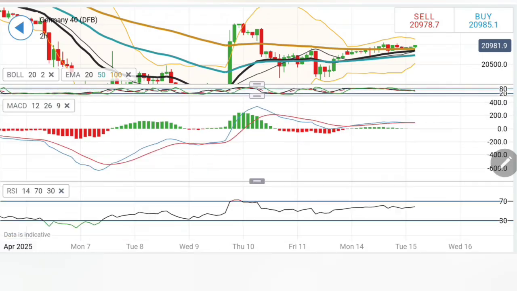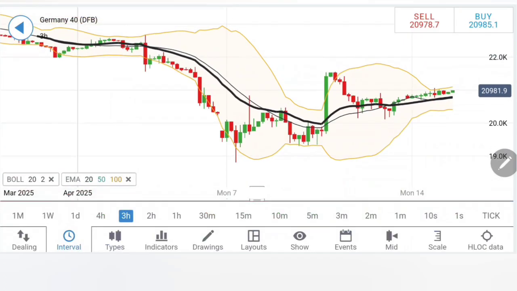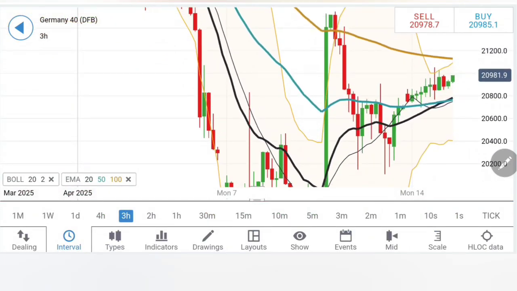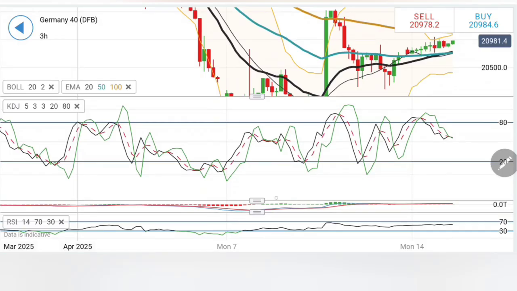Stochastic trying to bounce back, MACD flat, RSI flat. And on the 3-hour chart, we have a similar observation. The only thing here is it has taken the support and is trying to rise, and once it trades beyond 21,020, you can expect a good move towards 21,100, 21,200. And if it stays beyond 21,200, 21,400 is a must.